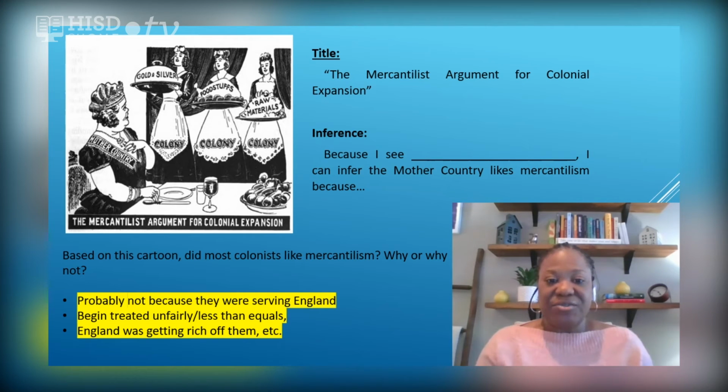What is it that you see? You see that there's three ladies there that have three platters, and it looks like they're titled gold and silver, food, raw materials. Okay, because I see the three women holding platters of materials, I can infer the mother country likes mercantilism because it gives England everything that they want. I mean, that's one possibility. Perhaps you've come up with another one.